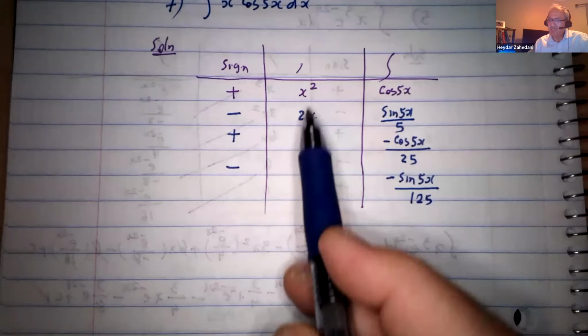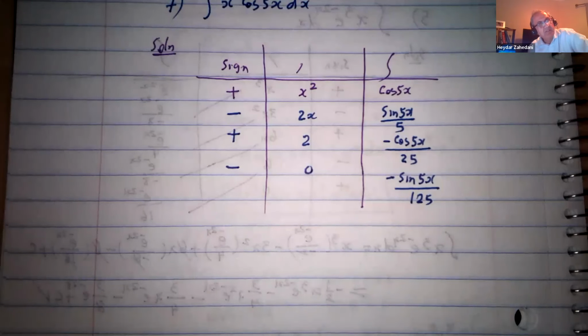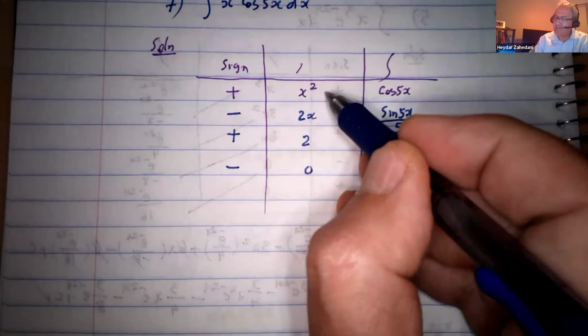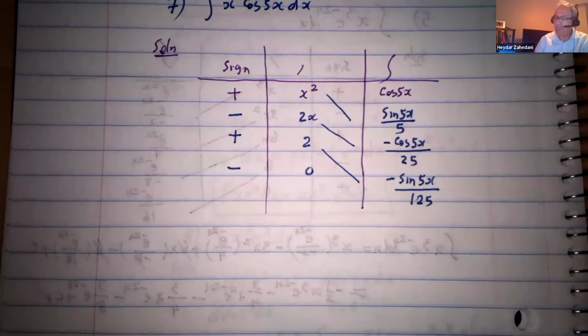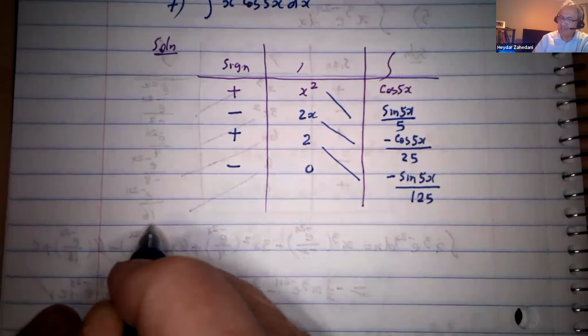Okay, so you differentiate it, you must get 0, this method must be terminated somewhere. So in the first column, you differentiate. In the second column, you integrate. Now put them together to get your final answer. Cross multiply. So it's going to be the final answer.